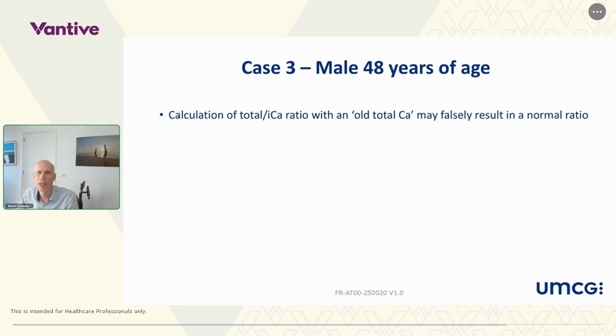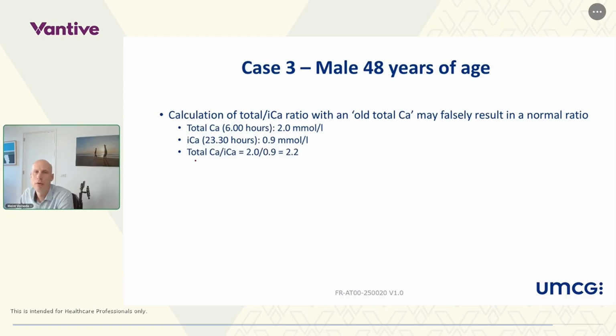So, when you calculate the calcium ratio with an old total calcium, this may falsely result in a normal ratio. Oh, I see some things going on in the chat. Okay, but I'll first continue with the answer. Because this morning the total calcium value was 2 and the ionized calcium value was 0.9, which will result in a ratio of 2.2.